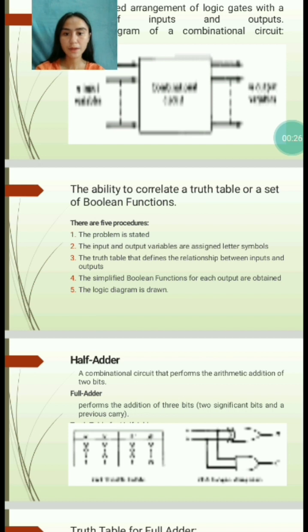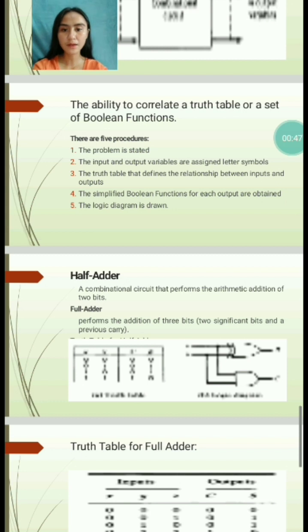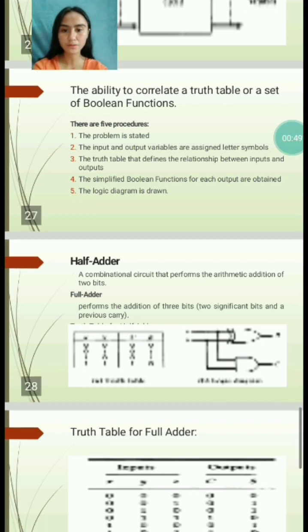First, the problem is stated. Second, the input and output variables are assigned letter symbols. Third, the truth table that defines the relationship between inputs and outputs is derived. Fourth, the simplified Boolean function for each output is obtained. And the last is the logic diagram is drawn.